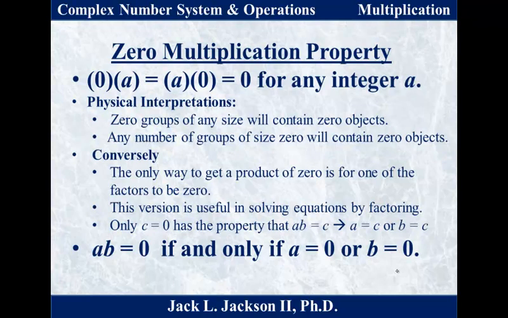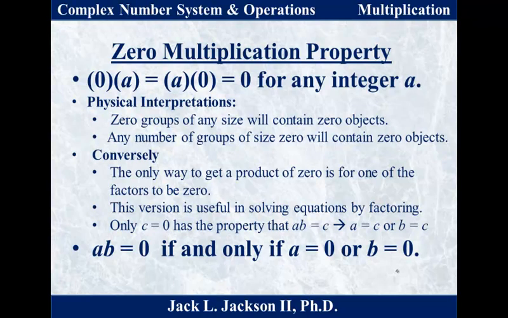If you think of it as groups, the first one, 0 times a, says we have 0 groups, and the a really doesn't matter, whatever size we have. If we don't have any groups, we don't have any objects. So there's going to be 0 objects to get all together. And the second part, when you say a times 0 is 0, that also makes sense in a physical interpretation, because it says it doesn't matter how many groups we have, if they all have 0 objects in them, we put it all together, we still have 0 objects. So this makes sense with our interpretation of multiplication of whole numbers.